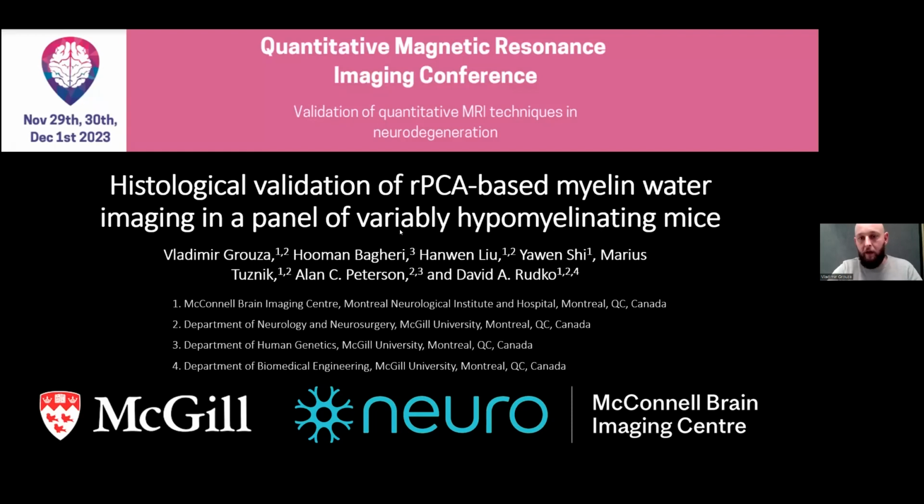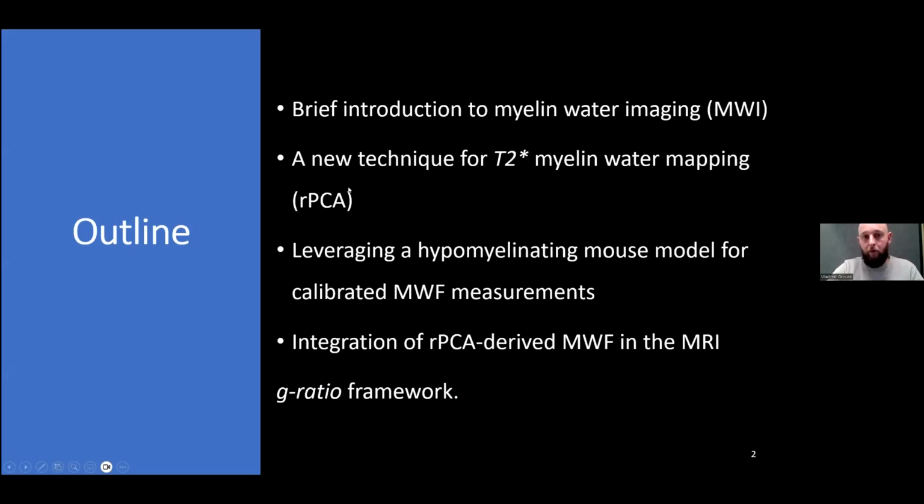So like Chris said, I'm going to be showing a new myelin water imaging processing technique on a panel of hypomyelinating mice, which I'll introduce shortly. I'm going to go over a brief introduction to myelin water imaging, even though we've seen a number of great talks on that topic today, and then introduce rPCA processing and show how we integrated that with a panel of hypomyelinating mice and how we further integrated that in the MRI G ratio framework.